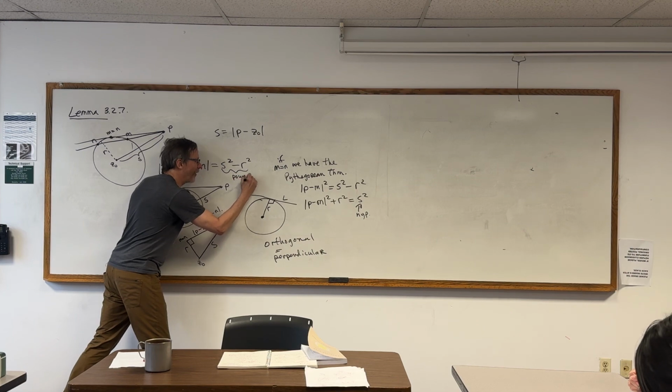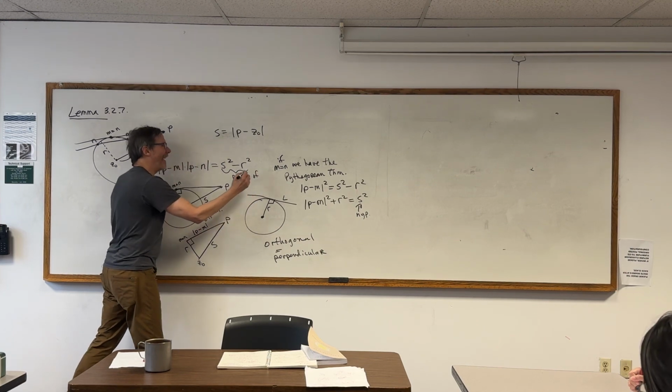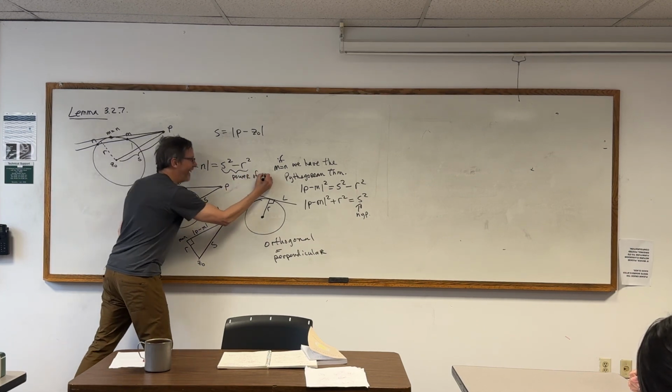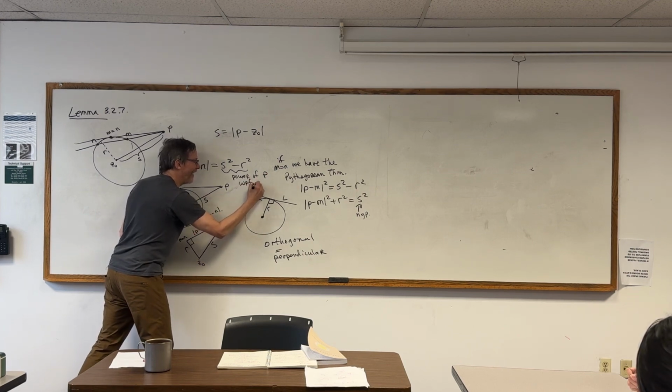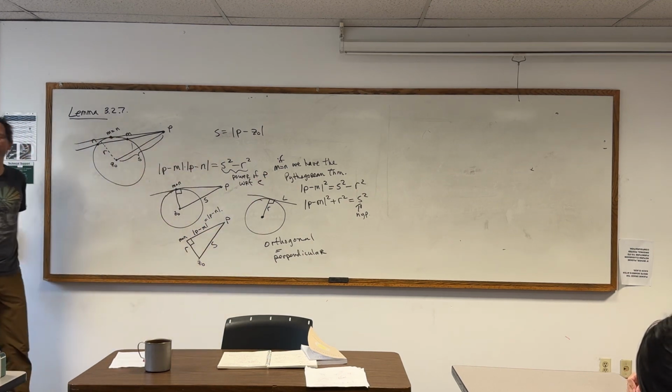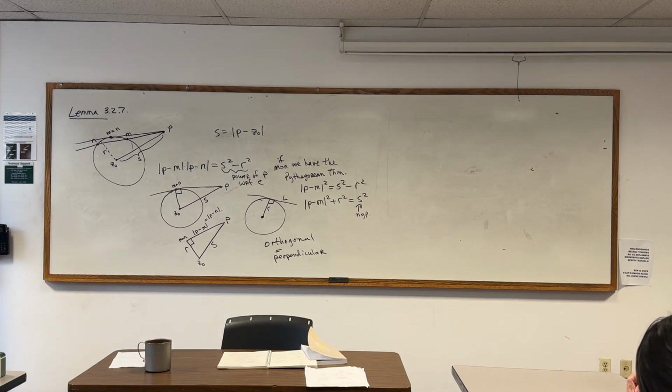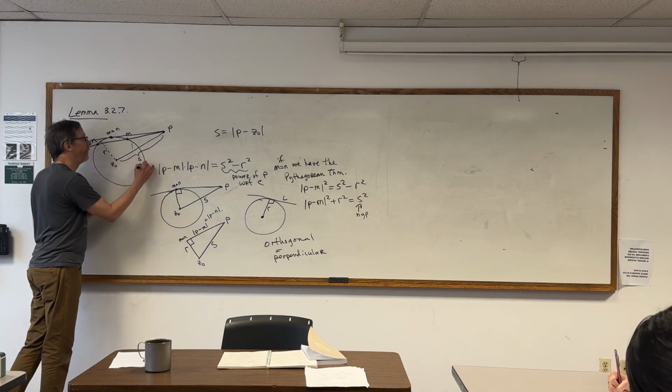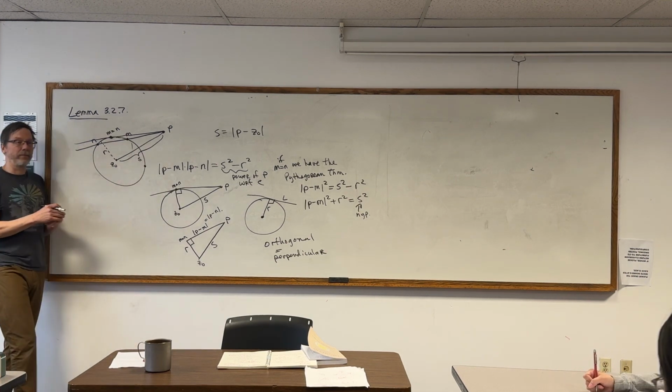This is the power of, ooh, I like that, the power of P with respect to C. Whatever that means. How does the power change as the point P gets closer to the circle? What happens to the power as P gets closer to the circle? What is the power when P is on the circle? 0.